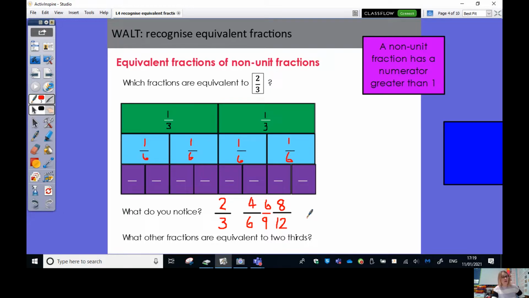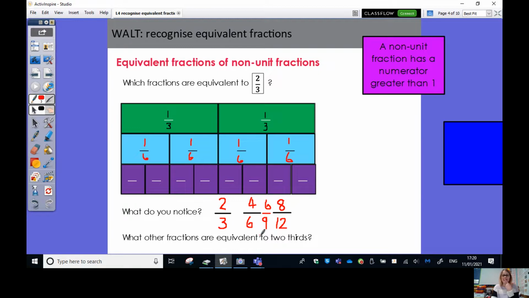Okay, hopefully you've had a little think about that. You might have spoken with someone around you, or maybe you've had a little think in your head. But you might have noticed I've got 2, 4, 6, 8. So I've got my 2 times table, and then I have 3, 6, 9, 12. So well done if you spotted that. And then something that we spoke about yesterday as well, I have 2 on the top and 3 on the bottom. So 2 is 2/3 of 3. 4 is 2/3 of 6. 6 is 2/3 of 9, and 8 is 2/3 of 12.